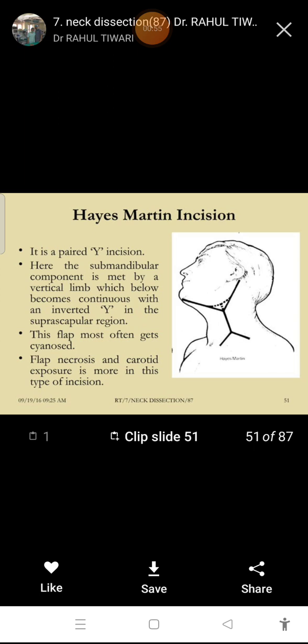Hayes Martin, it is a paired Y incision. Here the submandibular component is met by a vertical limb which below becomes continuous with an inverted Y in the suprascapular region, the Hayes Martin. This flap most often gets cyanosed, and flap necrosis and carotid exposure is more in this type of incision, the Hayes Martin incision. It's a double Y.